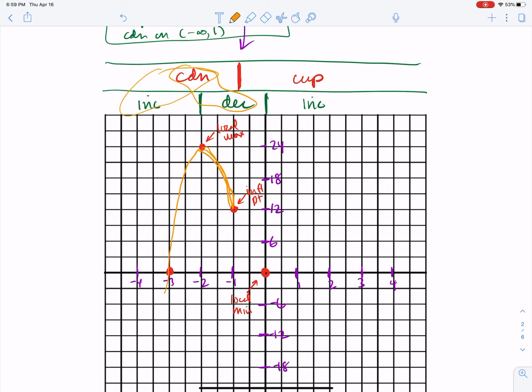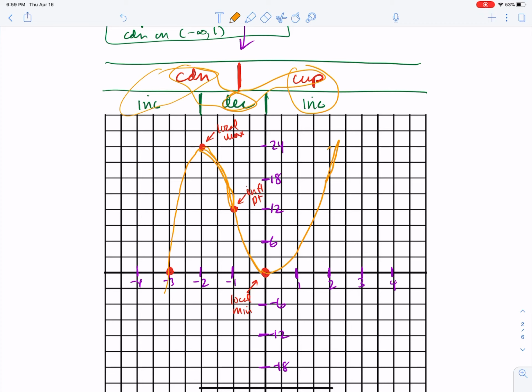So I've got decreasing and concave down. Now, between negative 1 and 0, I'm decreasing and concave up. So I can do that. And then finally, beyond 0, I'm increasing and concave up. So I do something like this.